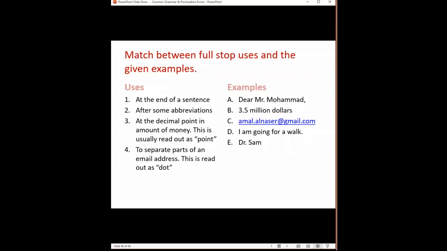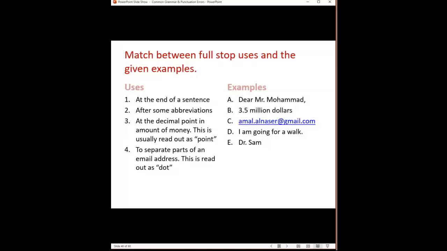We use a full stop after some abbreviations, like when I say Doctor or Mr., or at the dismissal point, and with an amount of money, when you say $3.5 million. Or to separate parts of an email address, you can use it in the email and say it as a dot, like amal.annasir@gmail.com.